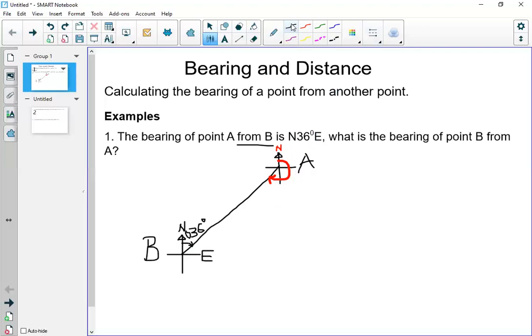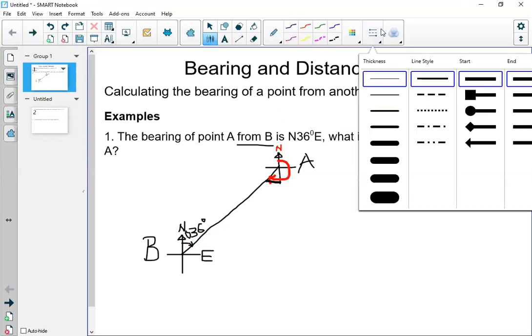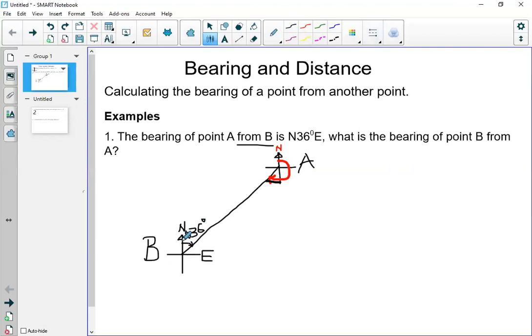So how do we go about answering that question? Now, if you check this out, you agree with me that this angle over here and this angle are equal. Why? Because they are alternate angles. So if this is 36, that means here is also 36 degrees. And we know already that the angle from the North Pole to the South Pole is 180 degrees.